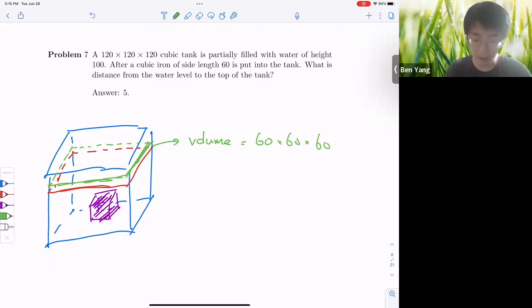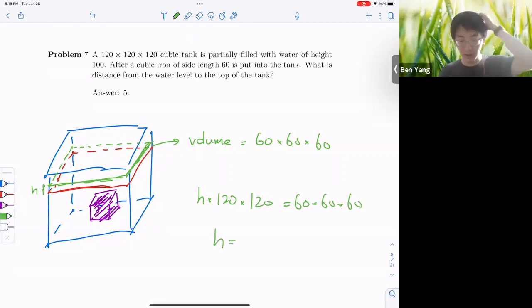That's the volume, and then we know the height of that very thin layer of water because we know the length and width, and both of them are 120. So the height, this small part is h. So the height times 120 times 120. That's 60 times 60 times 60. Okay, so h is 15.